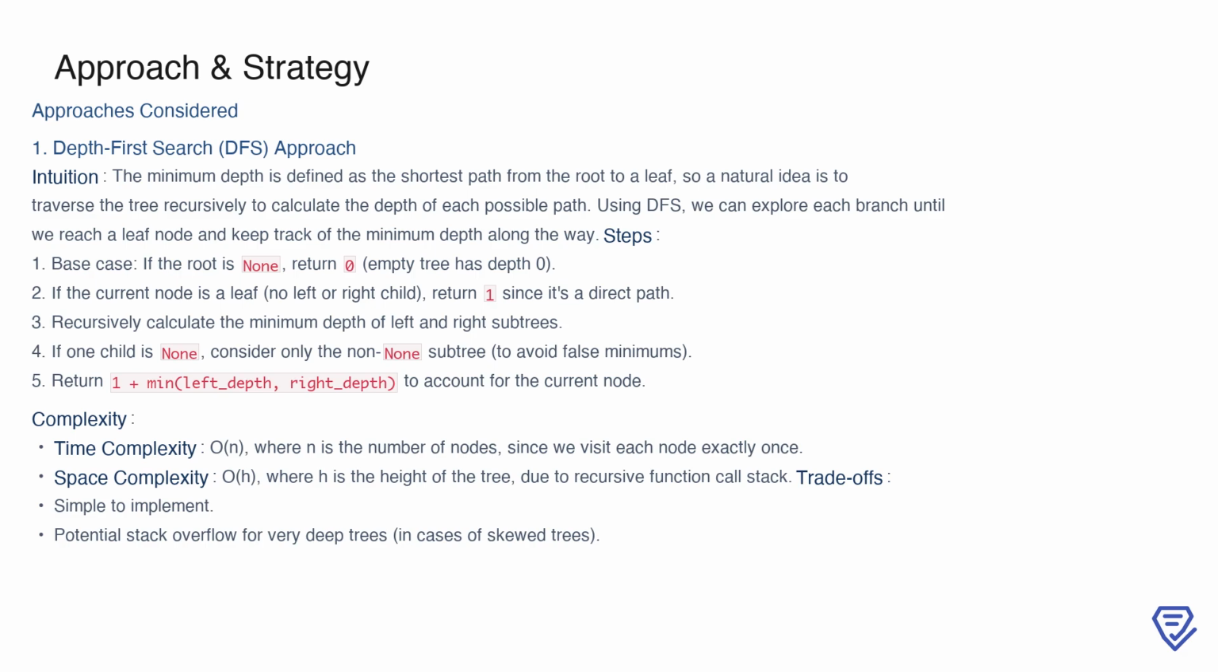To determine the minimum depth of a binary tree, one natural approach is to use depth-first search, or DFS. This method leverages recursion to explore each branch of the tree until it reaches a leaf node, which is defined as a node with no left or right children. Along the way, we track the minimum depth encountered.